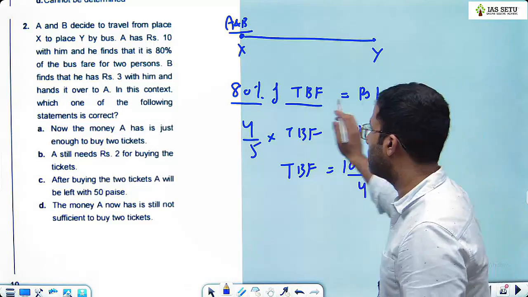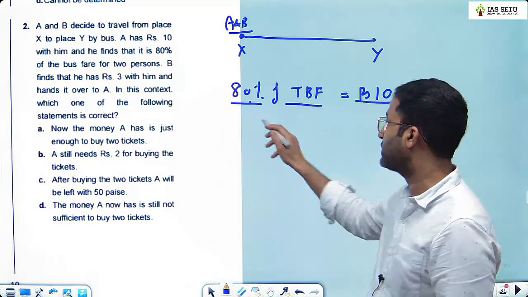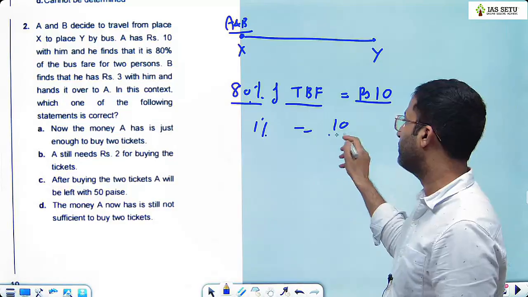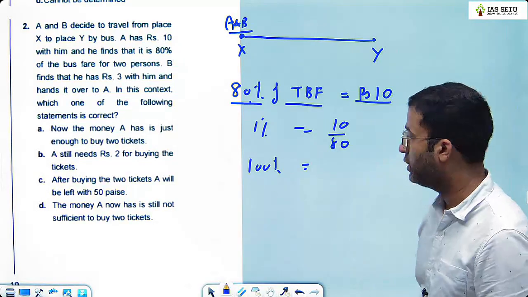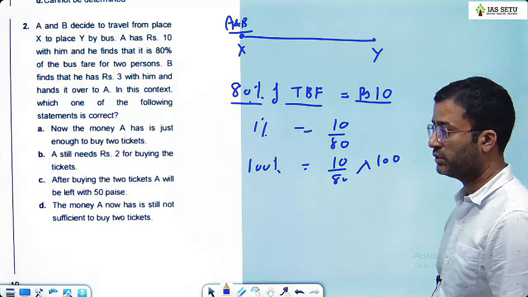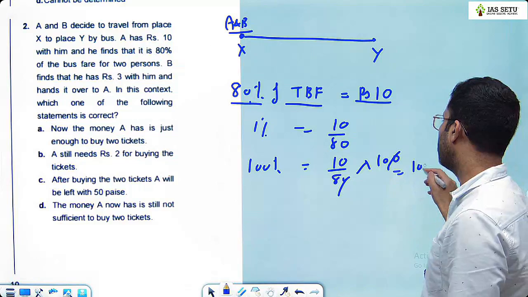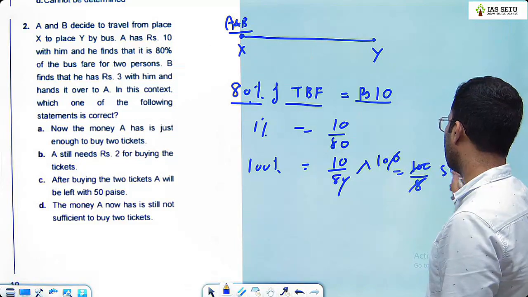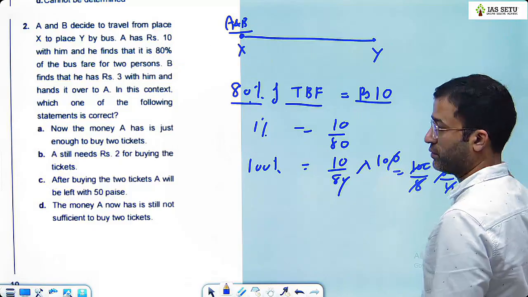ये अगर याद ना हो तो you have to use unitary method. If 80% is 10, what is 1%? 10 by 80. Then what is 100% of total bus fare? तो then 10 by 80 into 100. ठीक है, एक जीरो कैंसल. 100 by 8, 50 by 4, 25 by 2 is 12.5.